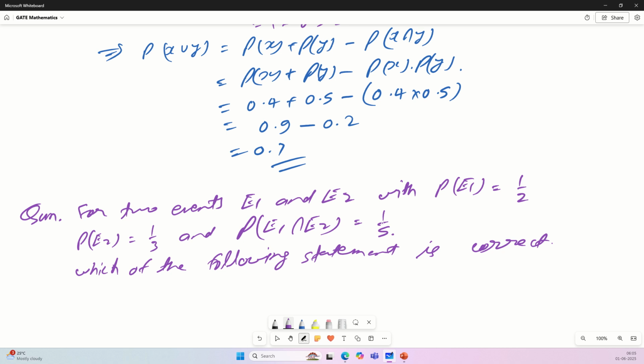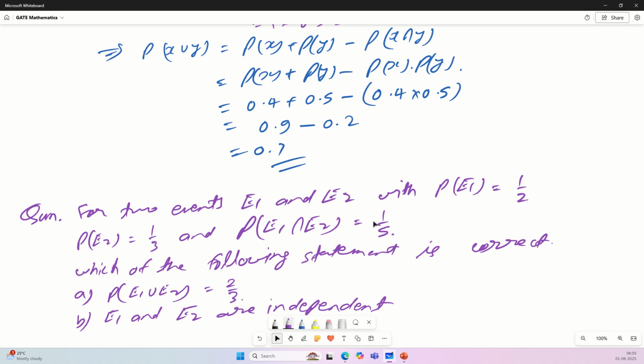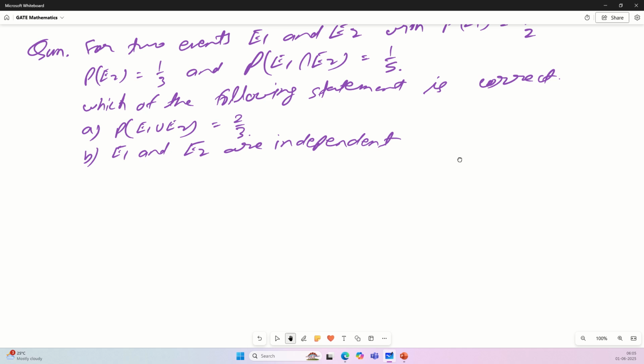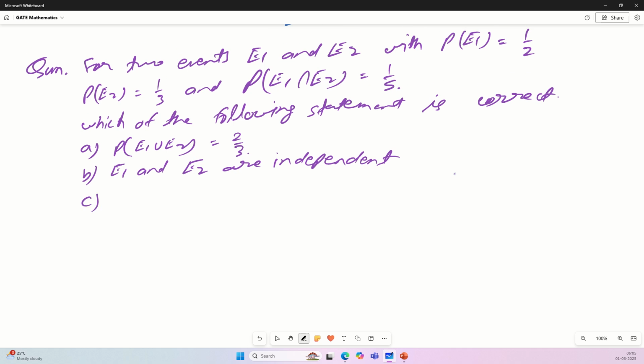Okay. So you can say option A is probability of E1 union E2 is equal to 2 by 3. Option B, E1 and E2 are independent. Option C is E1 and E2 are not independent.